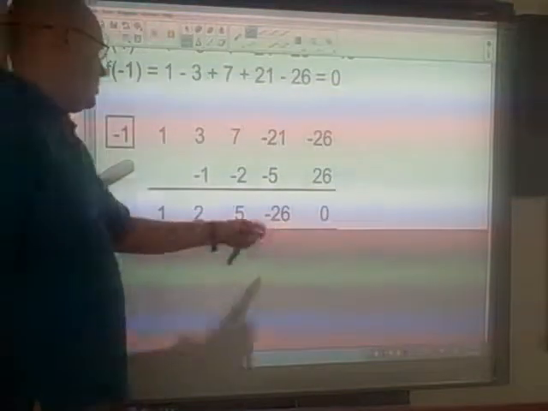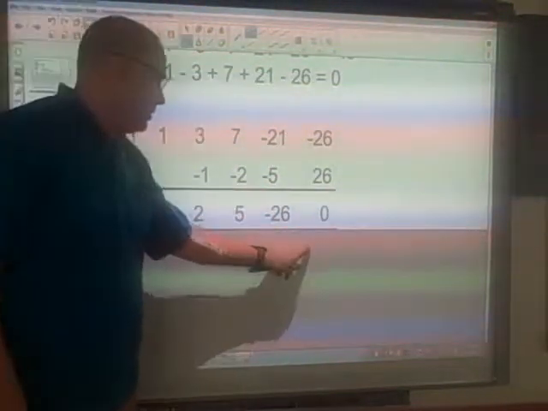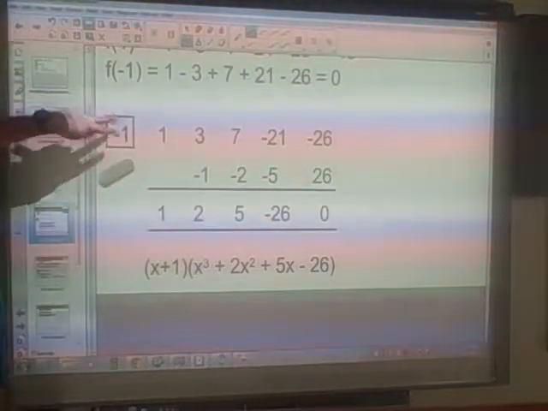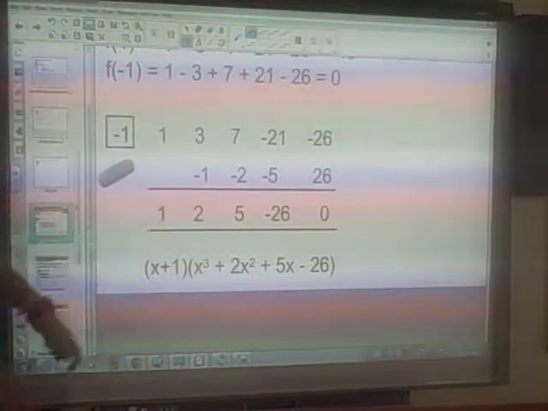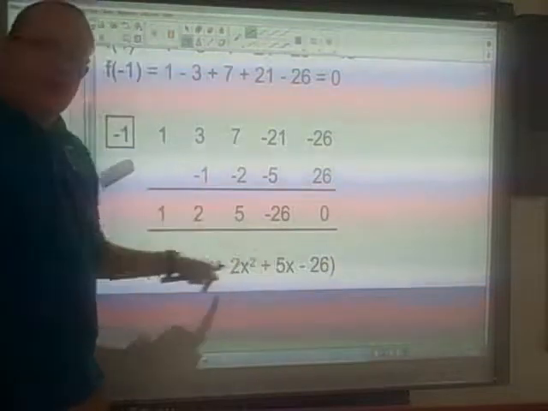So this actually working backwards, negative 26, 5x, 2x squared, 1x cubed. So we've got something a little simpler now. Also, as the question said factor, we're going to do the opposite sign to the root. So we've got x plus 1, x cubed plus 2x squared plus 5x minus 26. And now we have to try and factor this.